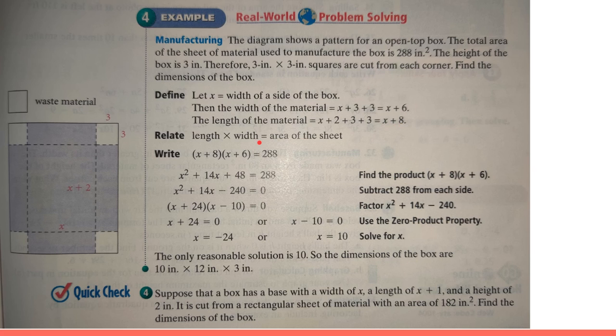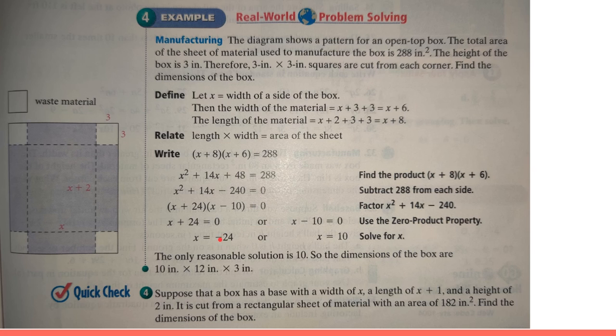So what's our equation? Length times width equals area. Basic rectangle area equation. So here we have our length, here we have our width, here we have our area. Go ahead and FOIL those guys out. Subtract 288 from both sides. Factor what we have left. Basically the quadratic equation now in standard form because we subtracted 288 from both sides. And we find out the factors of this are x plus 24 and x minus 10. We set each of those equaling 0.